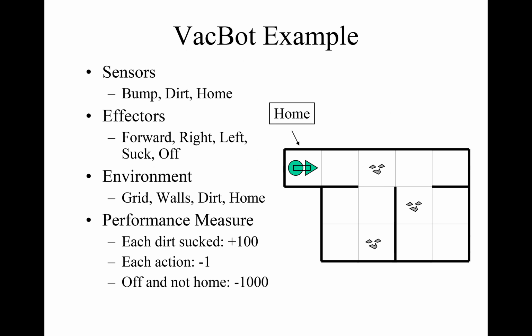0, 0, 1. Okay, good. Let's use zeros and ones. So it'll be 0, 0, 1. Now it moves forward, and it gets another percept. What would that be?